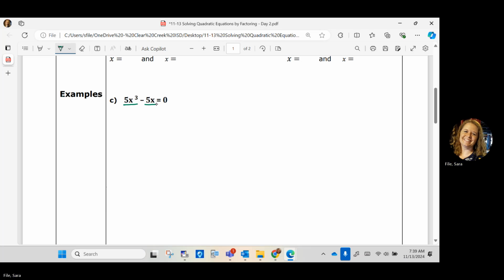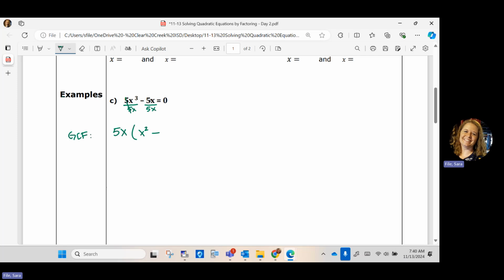Say it again. Need both of those. 5x. They both can be divided by 5, and they both can be divided by x. Okay, so 5x is my GCF. And then I'm going to put in parentheses what's left. So the 5's reduce. X cubed divided by x will leave me with x squared.